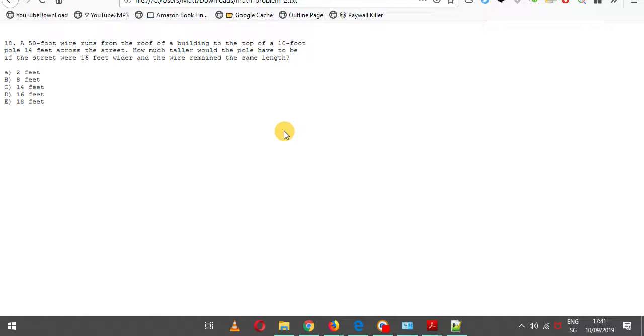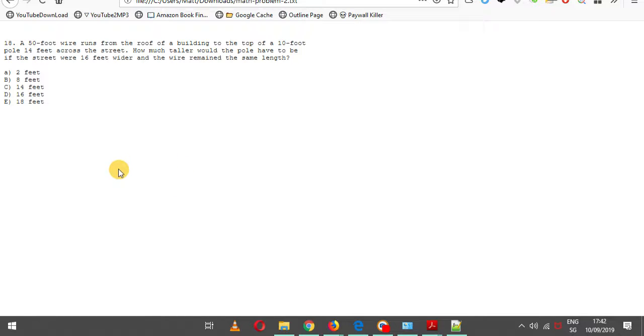Hi, I have another problem from the internet. A 50-foot wire runs from the roof of a building to the top of a 10-foot pole 14 feet across the street. How much taller would the pole have to be if the street were 16 feet wider and the wire remained the same length? Okay, so give this a shot. Work on it for 2 minutes and then come back.